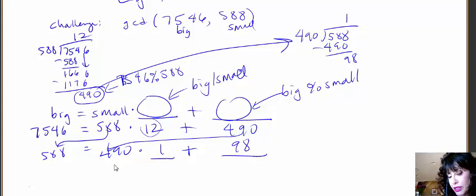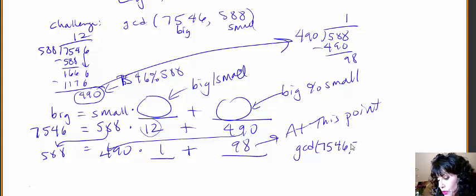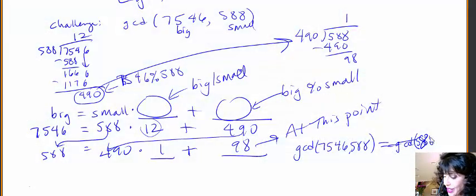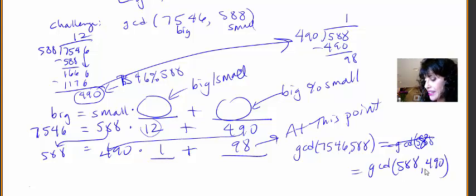So we keep going. But at this point, I wanted to mention something kind of cool that's important with the Euclidean algorithm. I think it's cool. At this point, what's happening? The GCD of our two original numbers, 7,546 and 588, is now reduced to a little bit of an easier problem, where we're just finding the GCD between the new big and the new small, which is the GCD of 588 and 490. That's kind of an interesting fact. So we've got to keep going, though.